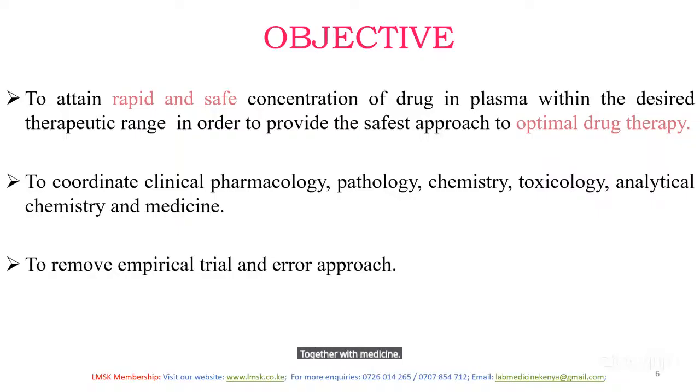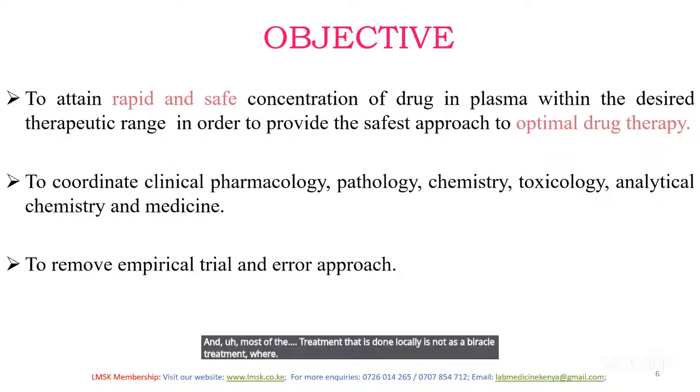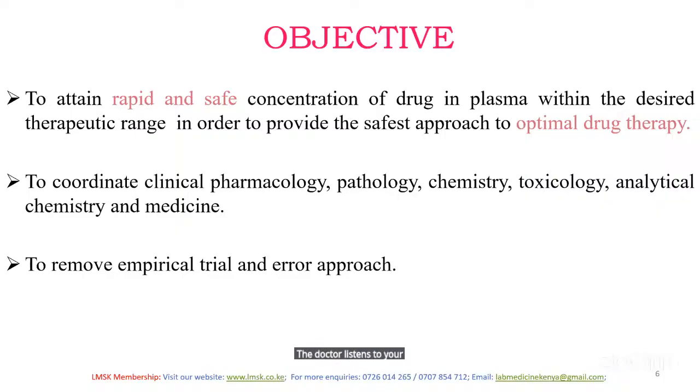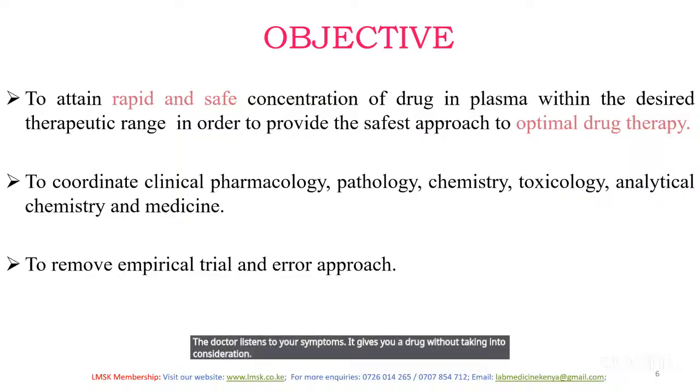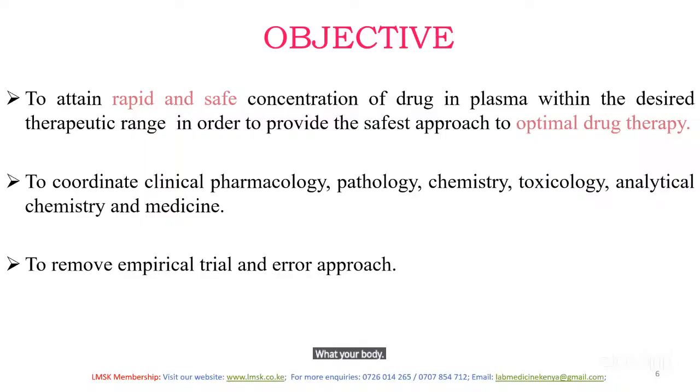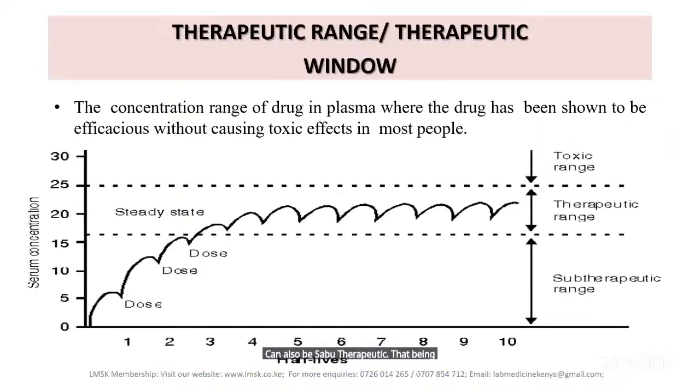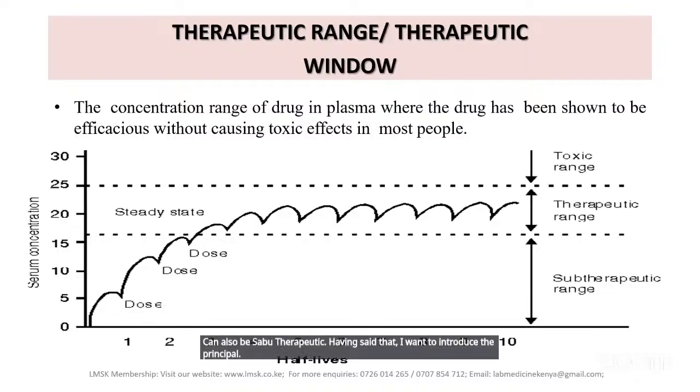Then finally, you want to remove what we call empirical trial and error approach. And most of the treatment that is done locally is empirical treatment, where the doctor listens to your symptoms, gives you drug without taking into consideration what your body can take and what can be toxic and what can also be subtherapeutic. Having said that, I want to introduce the principle of therapeutic range.